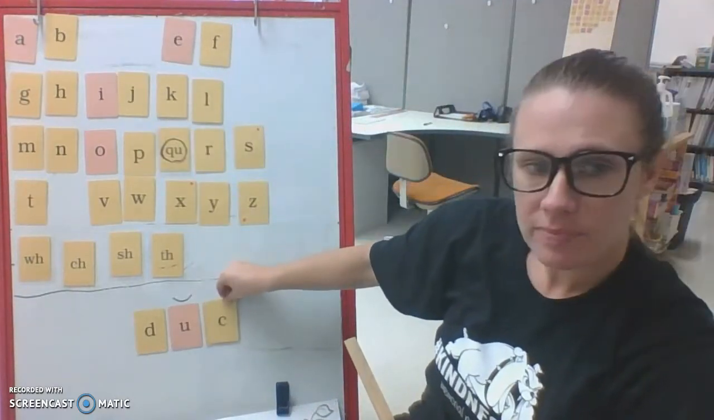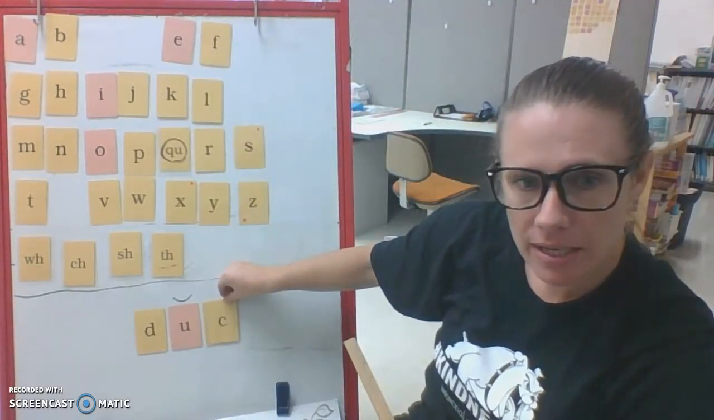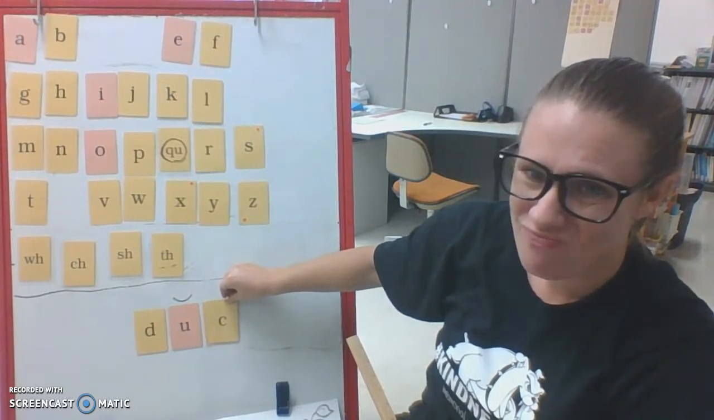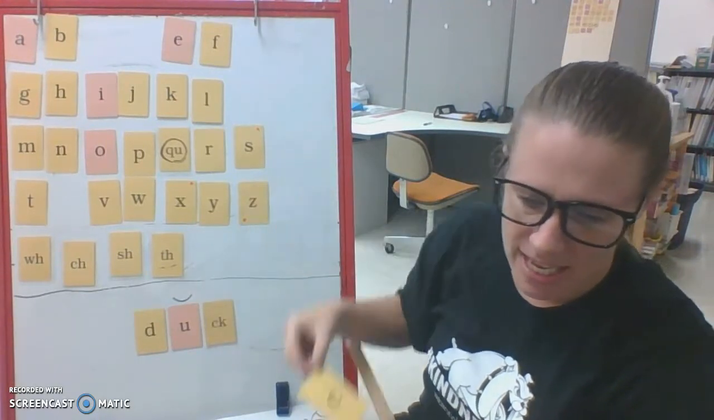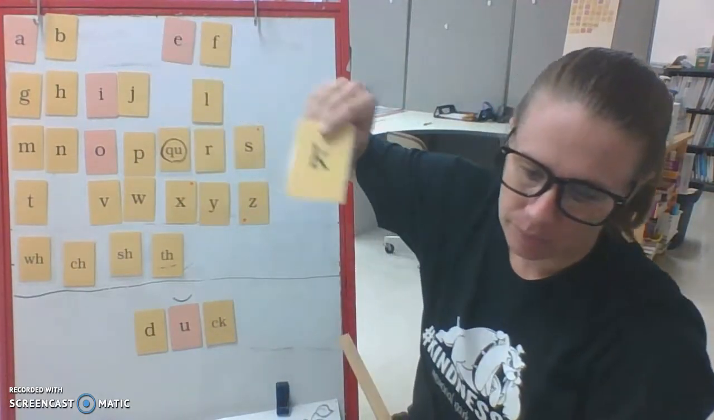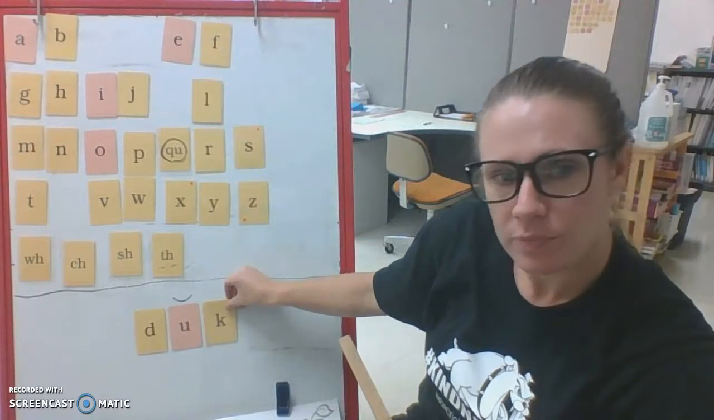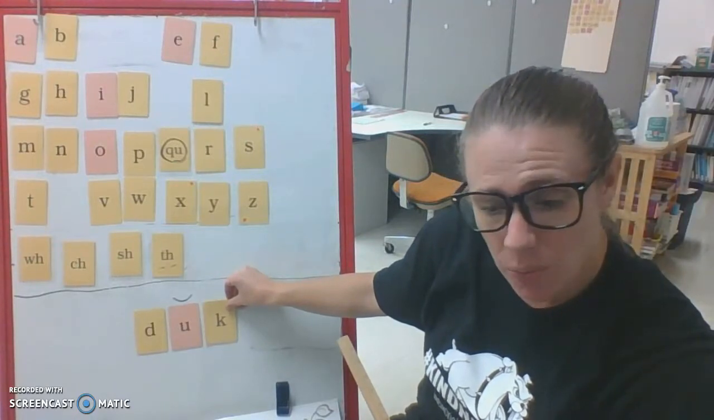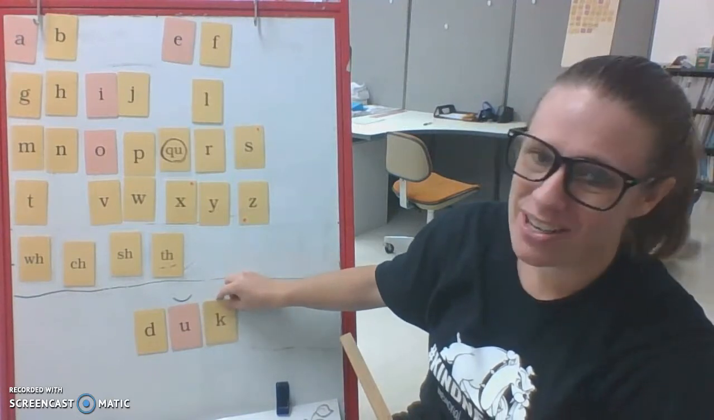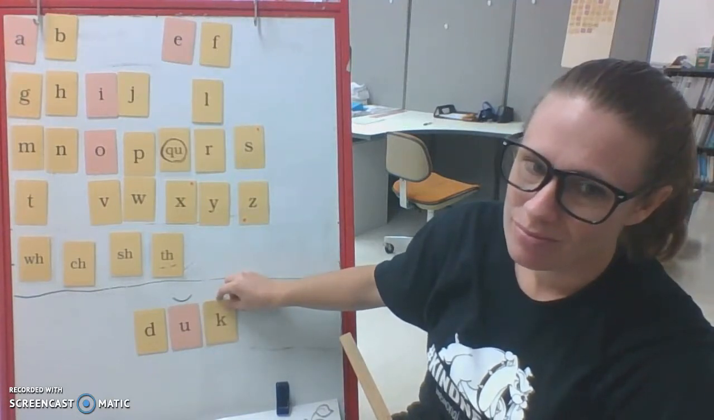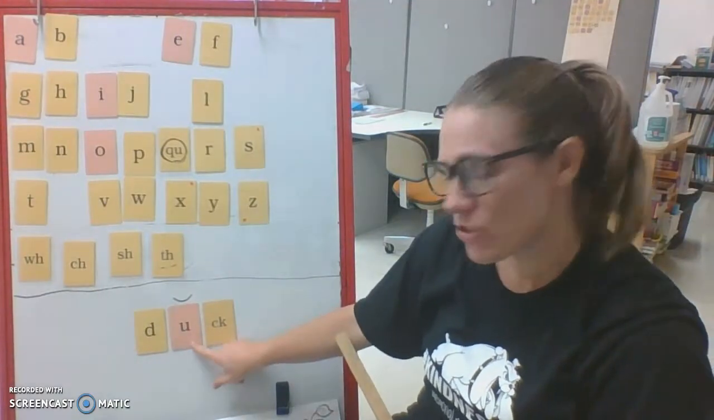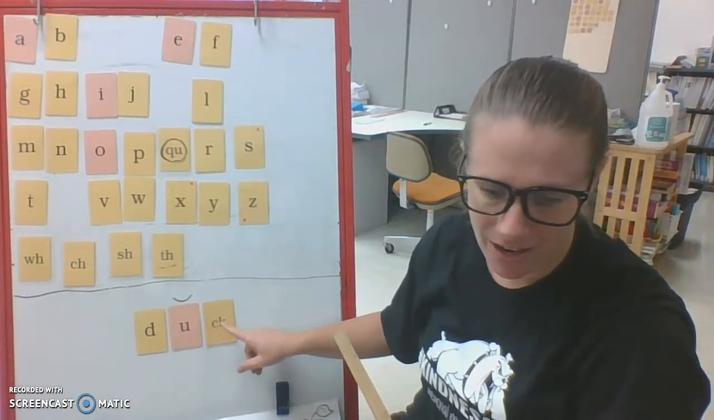Take a look. That would still say duck, wouldn't it? But C doesn't end a word usually. We don't have C at the end. What about this? That says duck too. But when there's a vowel there, K doesn't end a word. It has to be CK when it's after a short vowel at the end of a word.